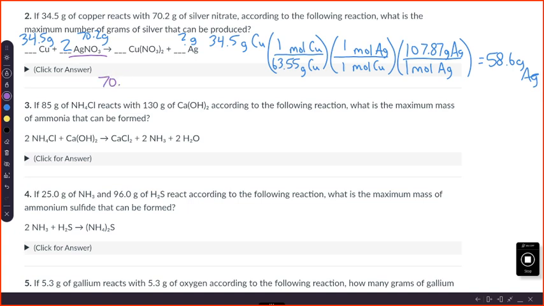I have 70.2 grams of AgNO3. Don't want grams of AgNO3. I need moles of it. Obviously should have made that parenthesis a little bigger, huh? 1 mole of this, adding together the molar mass, 107.87 plus nitrogen's 14.01, plus 16 times 3 for the oxygen, is 169.88 grams per mole.